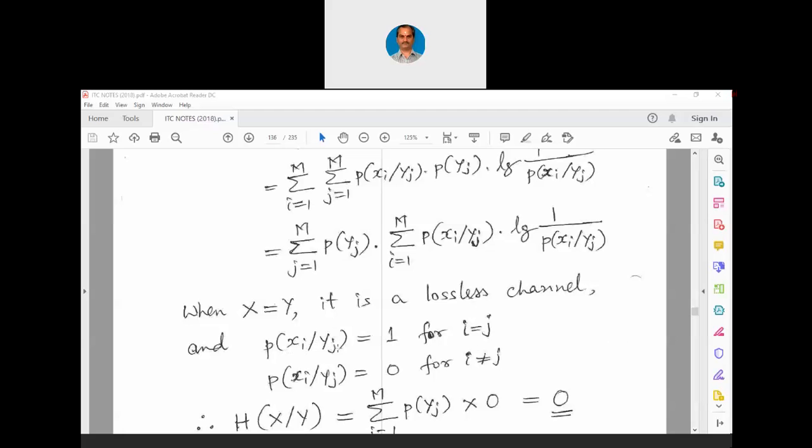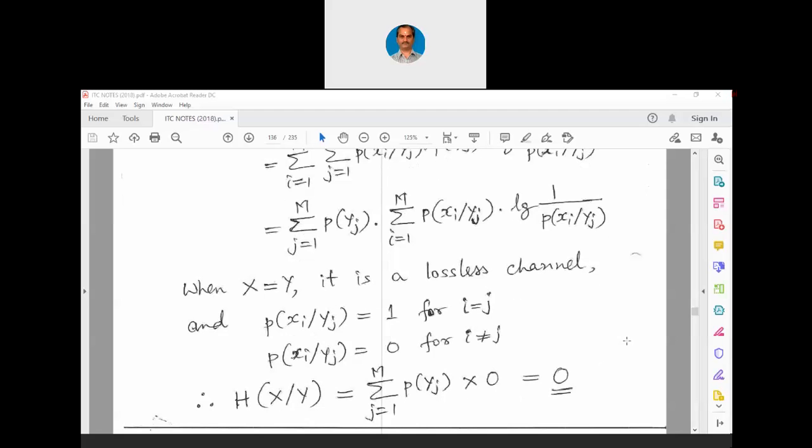Means p of xi slash yj is equal to 1 for i equals j, and p of xi slash yj is equal to 0 when i is not equal to j. You will have to remember that matrix where we have identity elements from left to right in the diagonal, and for all other elements, we will have 0. Because when the source is sending that symbol, the receiver is receiving that symbol. That way when x is equal to y, the conditional probability is equal to 1 when i is equal to j, and it is 0 when i is not equal to j.